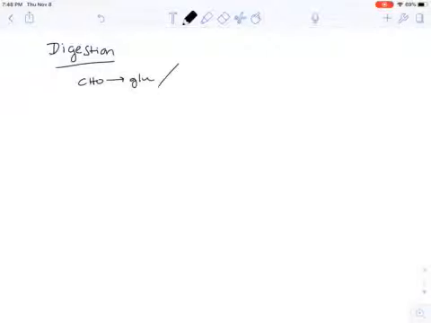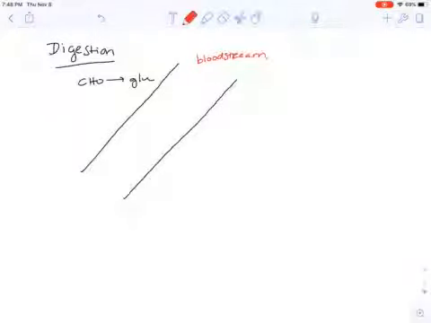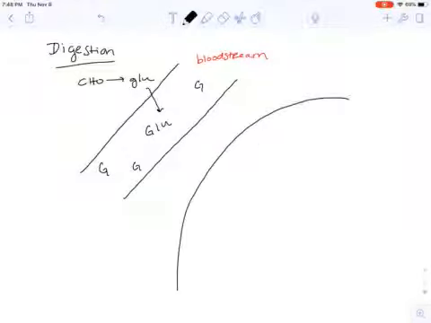Let's go back to digestion as a quick review. So here we have digestion, and carbohydrates break down to glucose, and then the glucose is absorbed in the bloodstream. So here's our bloodstream, and it's going to travel throughout the body in order to get inside the cells. So glucose is hanging out in the bloodstream. Blood sugar, blood glucose, they're synonyms. And we want to get it into the cell.